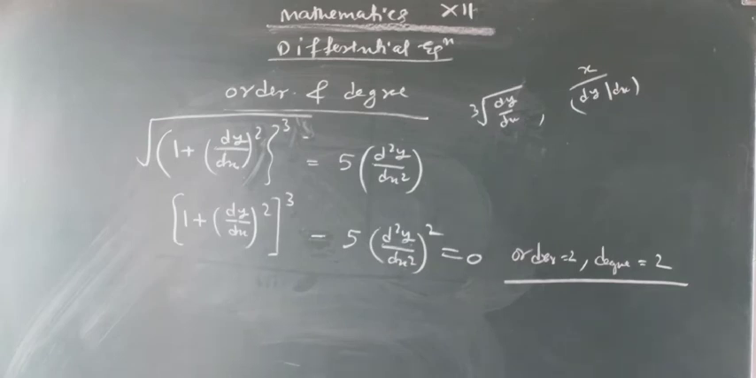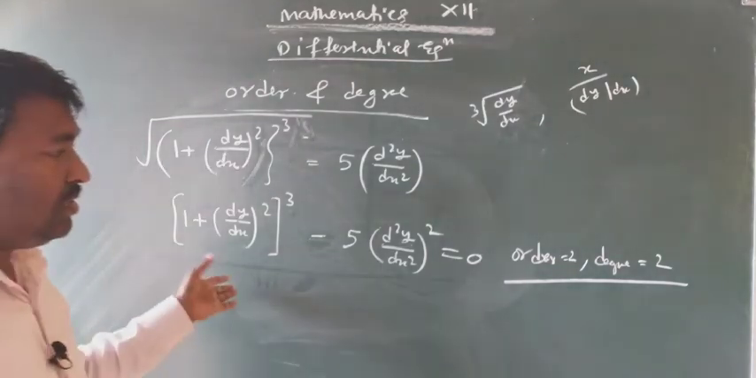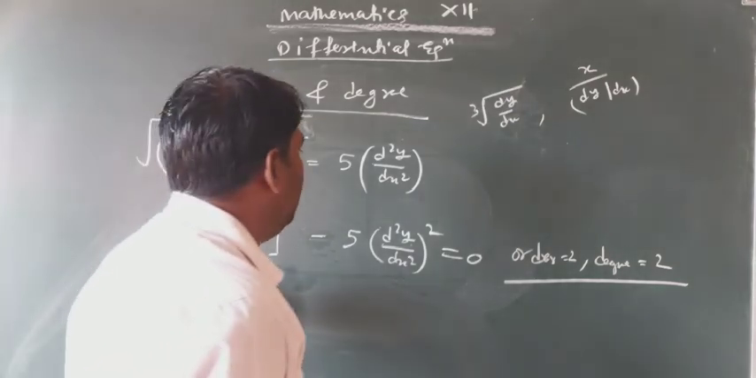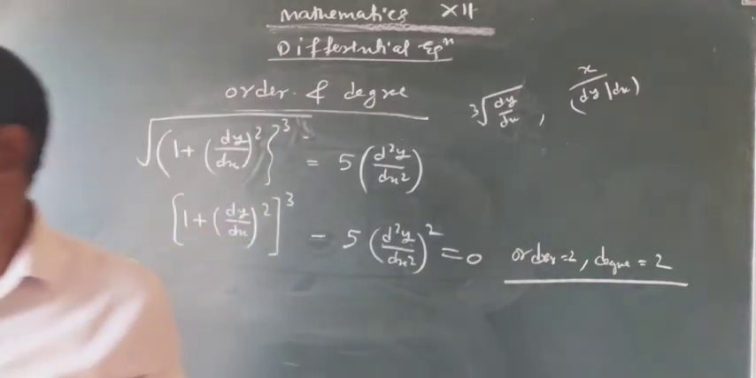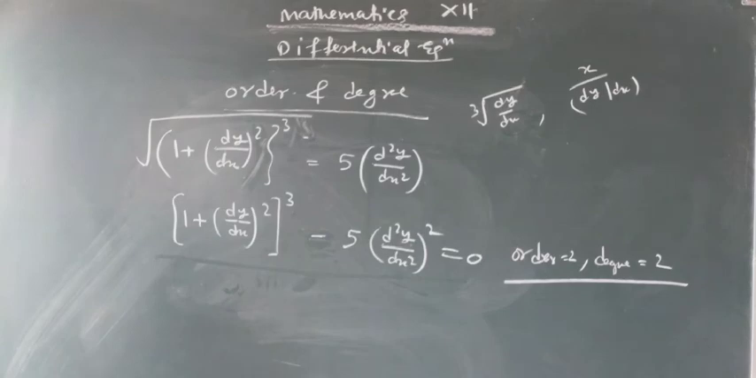Clear? And what is the order of a differential equation? The order of a differential equation is the order of the highest derivative occurring in it. Okay? In this way we can calculate the order and degree of all the questions given in exercise 17A.